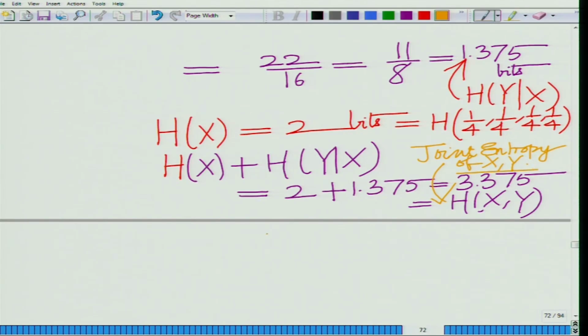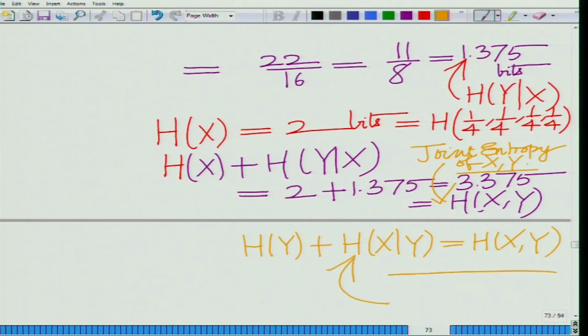Okay. Similarly, you can also check that h of y plus h of x given y should also be equal to h of x comma y. You can also check this. Okay. So, basically that is what we have.